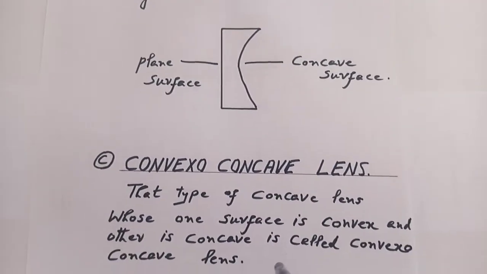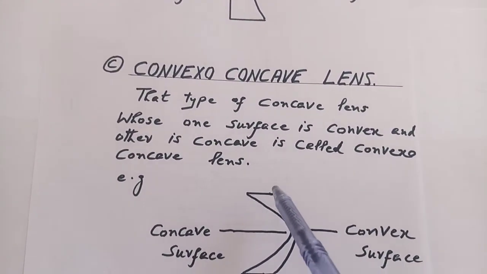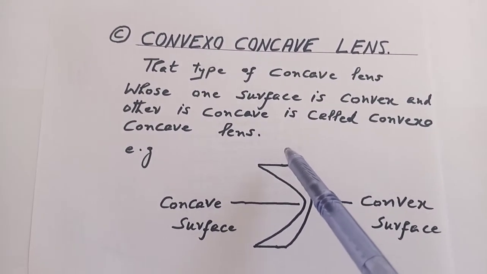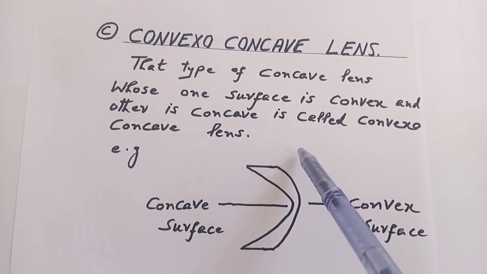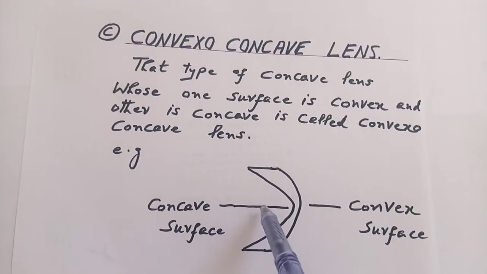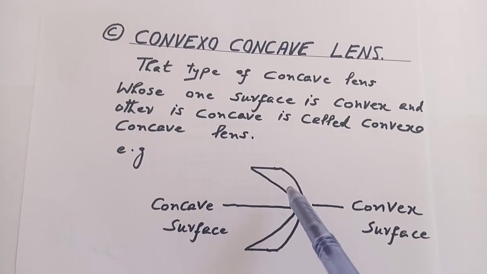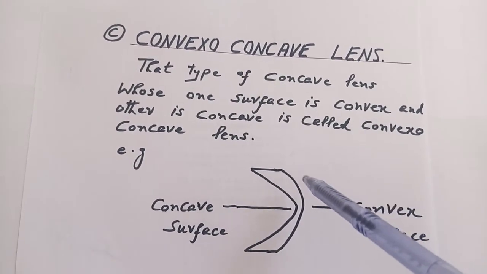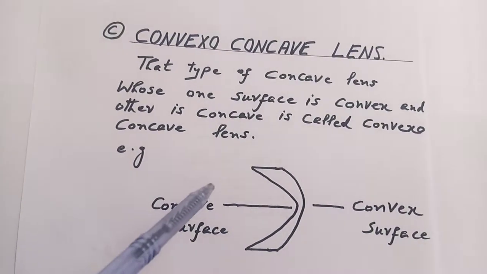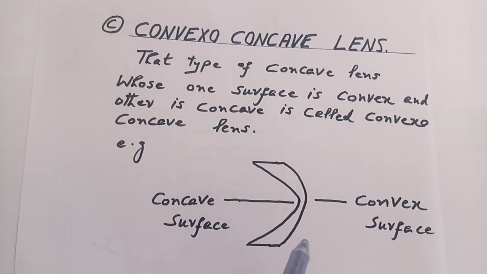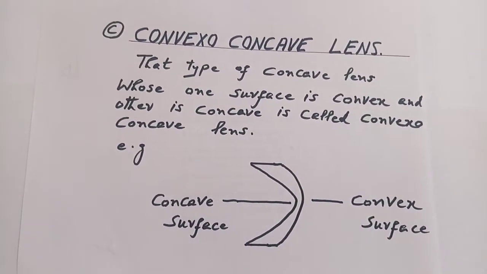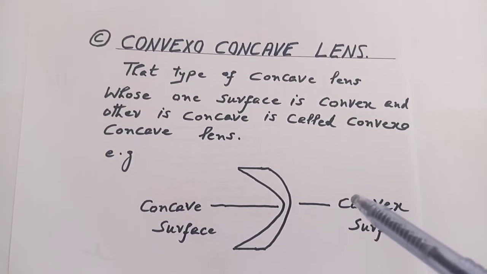Now, third type of concave lens is a convexo-concave lens. What is a convexo-concave lens? That type of concave lens whose one surface is convex and other is concave is called as convexo-concave lens. Now, this surface is convex type and this surface is concave type. So, it is a convexo-concave lens. This is third type of concave lens. So, these are the three types of concave lens.